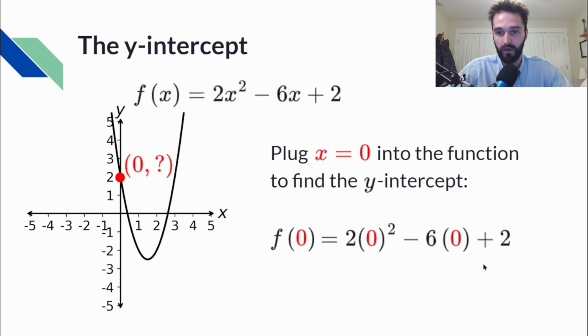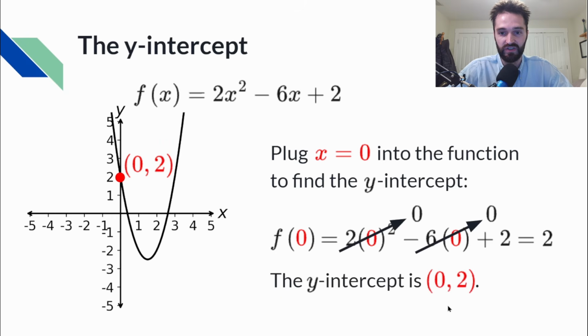All right? This product here, 2 times 0 squared, is equal to 0. Okay? And negative 6 times 0 is equal to 0. So that just leaves us with plus 2, which means that f of 0 is equal to 2. So the y-intercept is given as 0, comma 2. Okay? Once again, we could have just looked at this equation and written down the y-intercept right away, right? We know that it's 0, comma c if it's in standard form, so it's 0, comma 2 in this case. Okay?